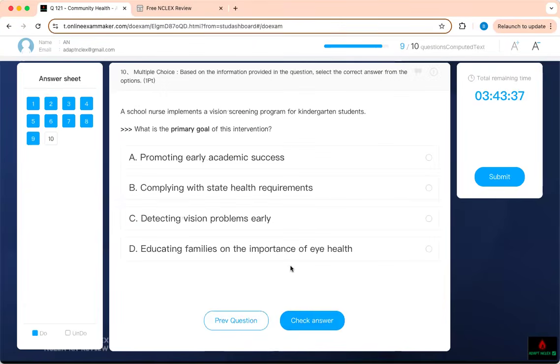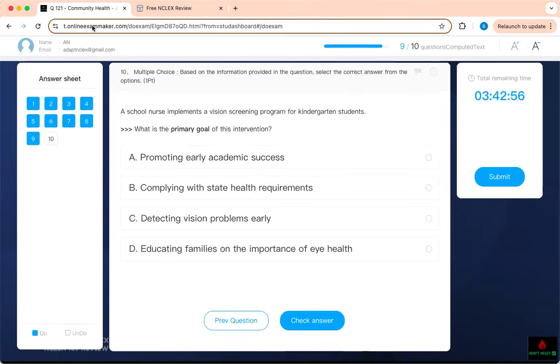And the last question, what is the primary goal of this intervention? A school nurse implements a vision screening program for kindergarten students. Vision program for kindergarten. Why are you doing that? It's to find who is in trouble. That's all. Promoting early academic success? Vision has nothing to do with early academic success. Complying with state health requirement? Well, there's no state requirement to have a vision screening program. They are not a hospital, right? Detecting vision problems early. Well, if you have a screening program, what do you do?